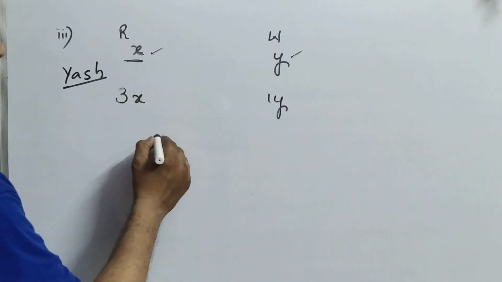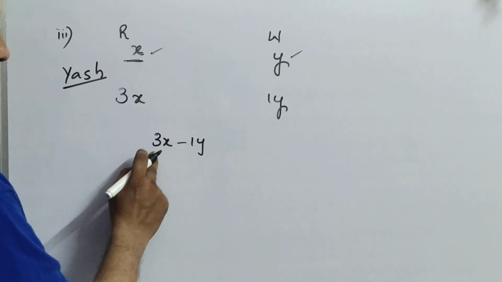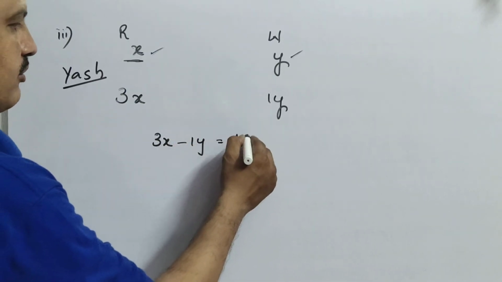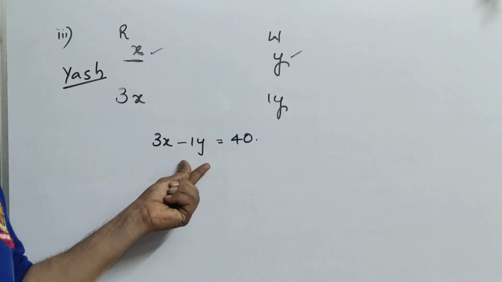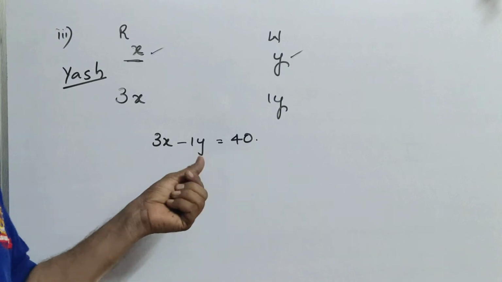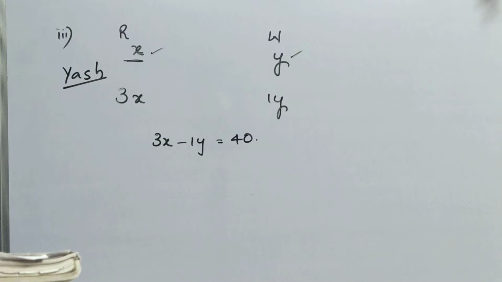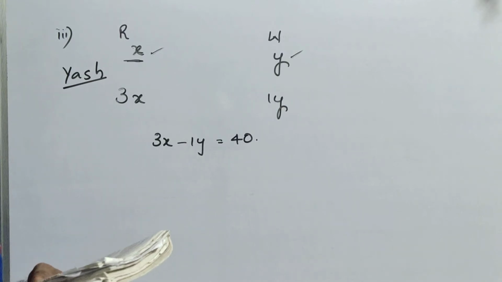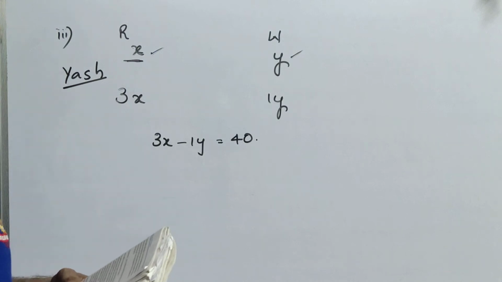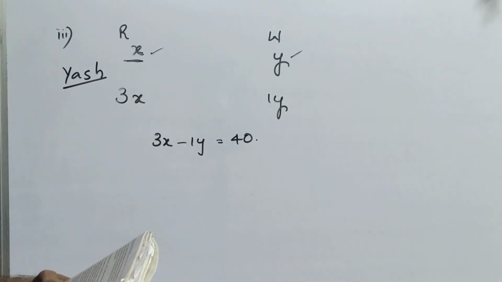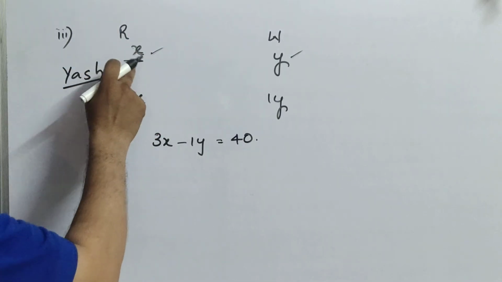For the right answers, how many marks did she get? 3x. For the wrong answer, 1 mark got deducted. So 3x minus 1y equals 40. That means the total for right and wrong answers together is 40 marks. Since wrong answers must be subtracted, we did minus here. Okay. Next statement: had 4 marks been awarded for each correct answer.